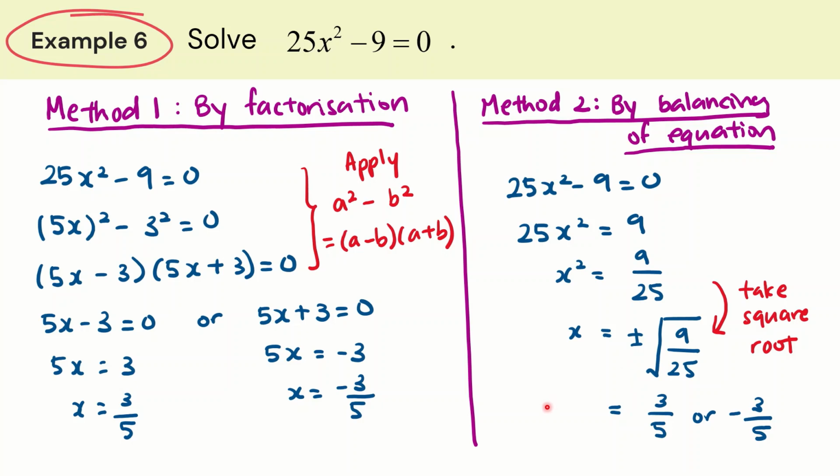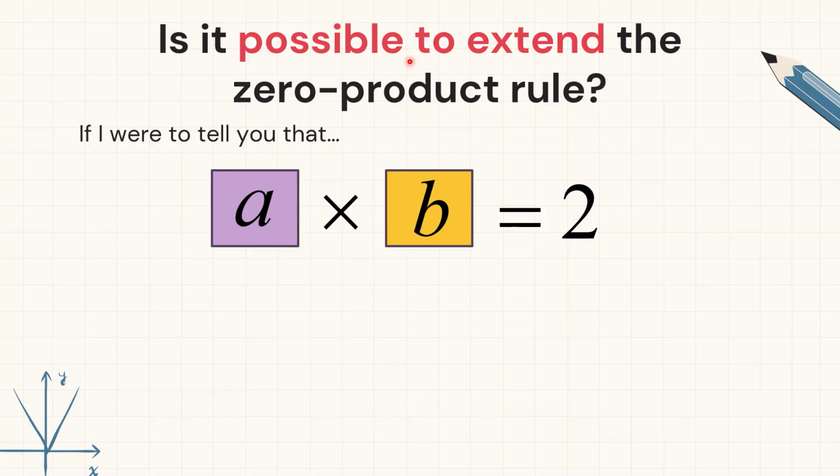So with that, we have learned how to use factorization to solve quadratic equations. And I want us to observe that all the equations that we have been solving have been equal to 0. And that will lead us to think about, is it possible to extend the zero product rule to maybe a 2 product rule, a 3 product rule, or maybe a million product rule? So let us think about it.